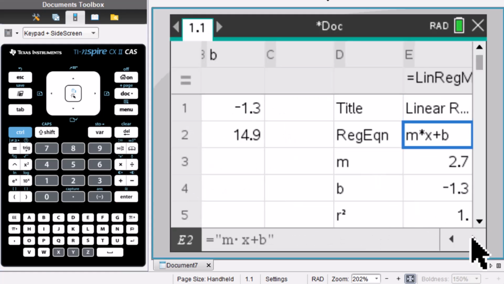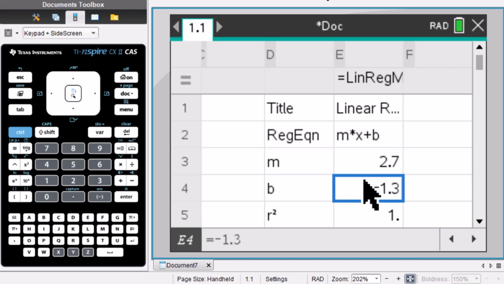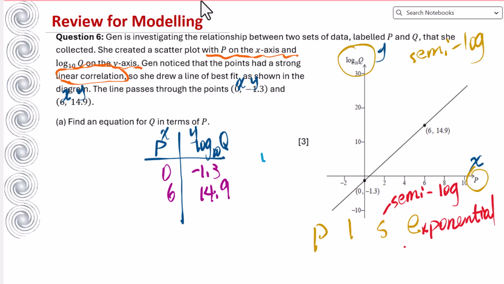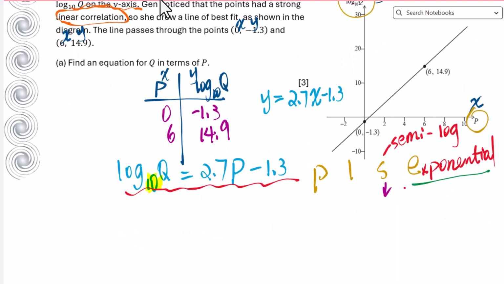Okay. Linear regression line pattern is mx plus b. M is 2.7. B is -1.3. So we get y equals 2.7x minus 1.3. Y is the common log of Q, equals 2.7P minus 1.3. For the semi-log equation, common log of y equals mx plus b.